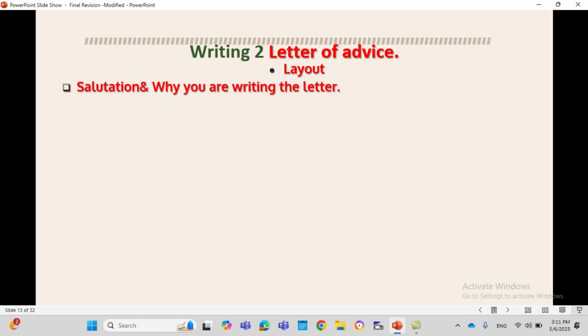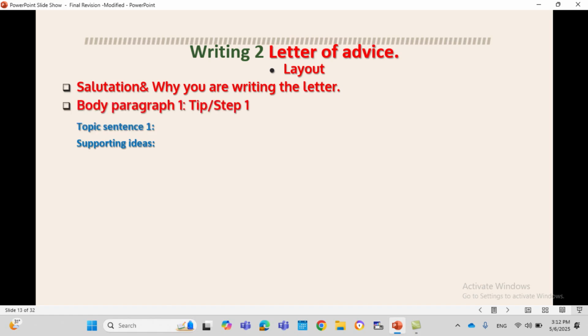I'm going to present the layout. As you know, letter of advice is an informal letter. That's why we start with the salutation. Then, while you are writing the letter, you can say, "Hi, how are you? How's your family? How was your last exam?" You can ask whatever, okay, in the beginning of your letter, because this is an informal letter. And as you know, informal letter is between two parties which know each other well. So you can start with a greeting.